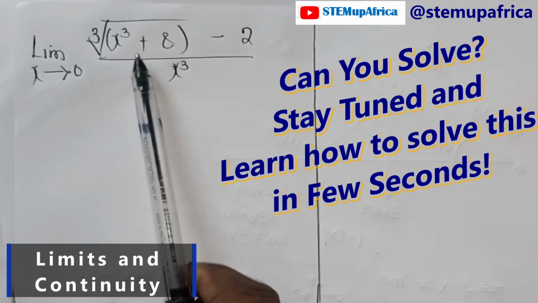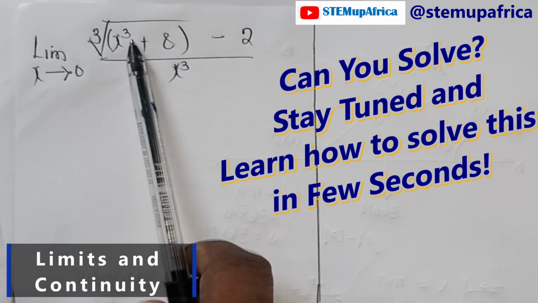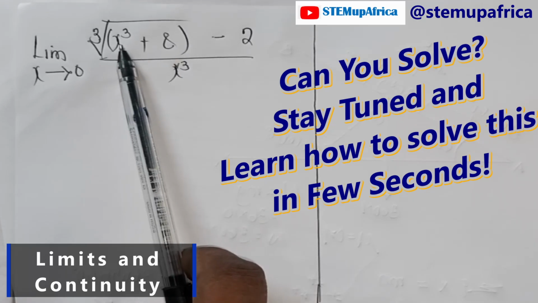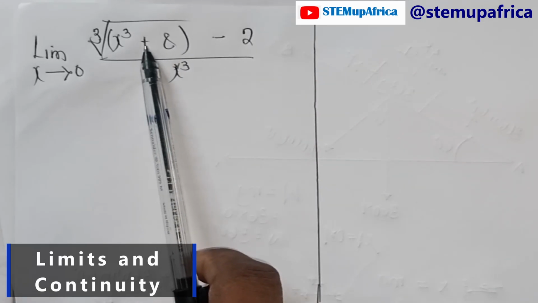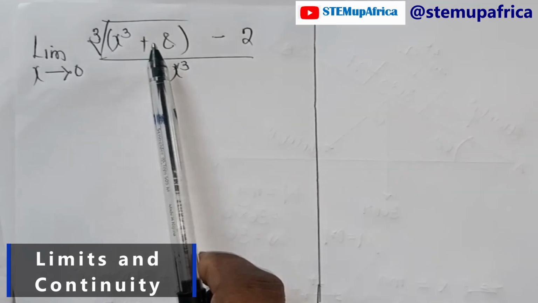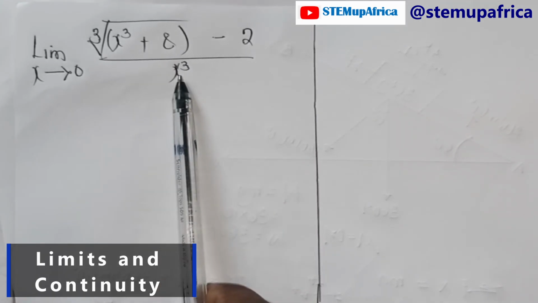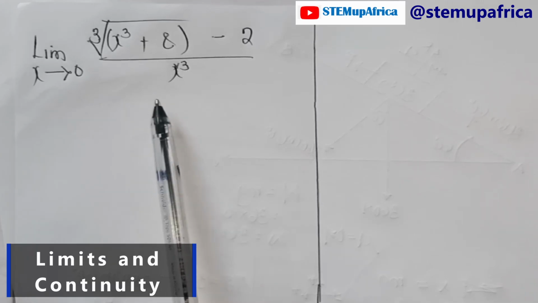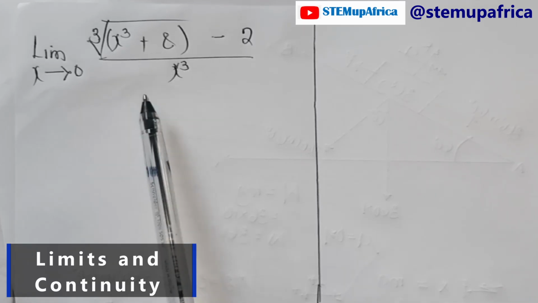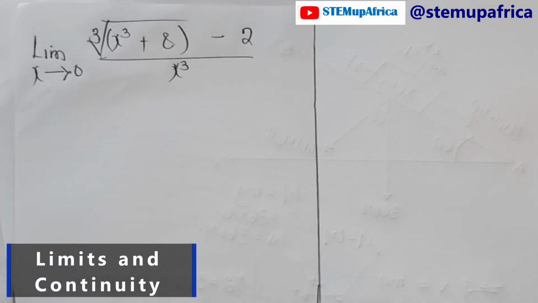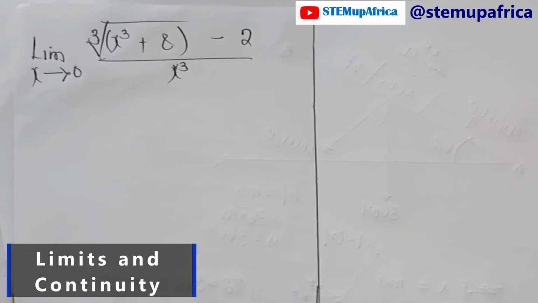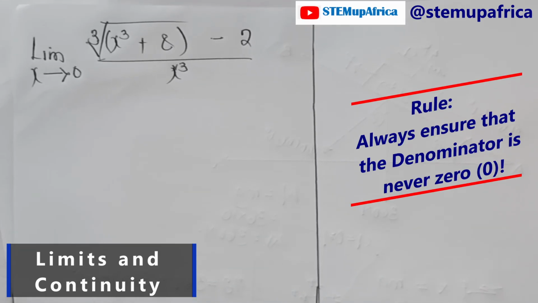So when x is 0, if I put it here, 0 raised to power 3 will give us 0. 0 plus 8 is 8. The cube root of 8 is simply 2. So we have 2 minus 2, which is 0, over 0 raised to power 3, which will also give us 0. So what is the point? That will not give us a viable solution to the question. So how do we simplify a question like this to ensure our denominator is never 0?